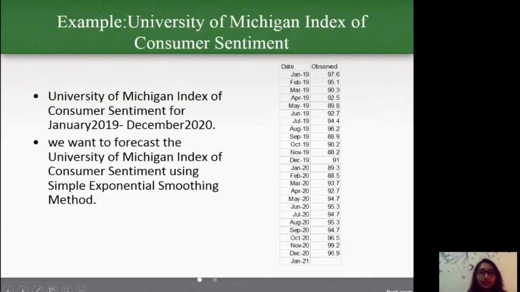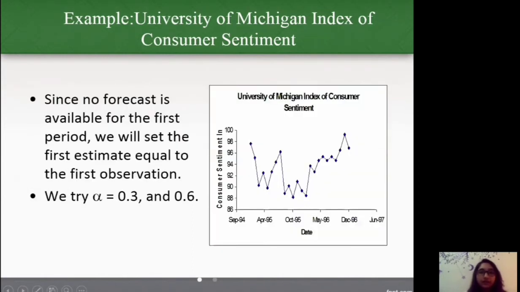Now let us take an example. The data is given from January 2019 till January 2001 and observed values are given for the same. We want to forecast the index of consumer sentiment using the simple exponential smoothing method. Since there is no forecast available for the first period, we will set the first estimate equal to the first observation. So here you can see the fluctuations are up and down, so we cannot estimate what will be the future forecast.